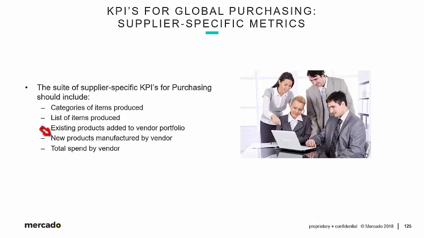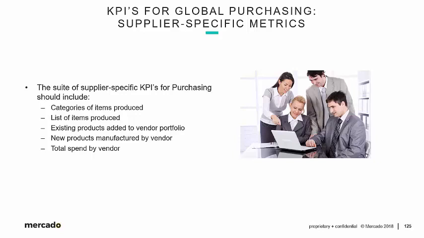KPIs also, new products manufactured by a vendor. That's a really important one, as new product introductions are pretty critical to the long-term viability of any importer. Who's making what of existing products, but also who's making what of new products. If we have 100 new products coming out in a year, how are those 100 new products spread across the 10 vendors that we worked with?